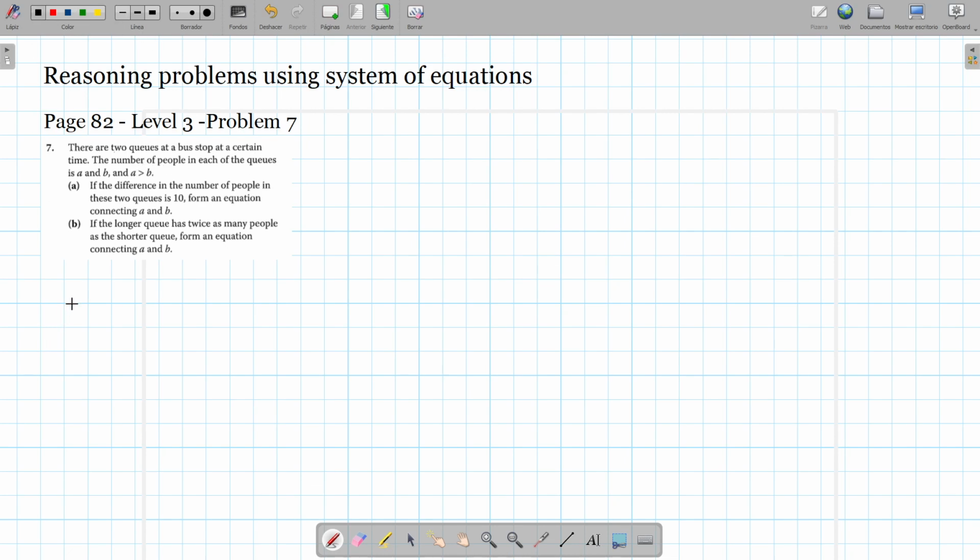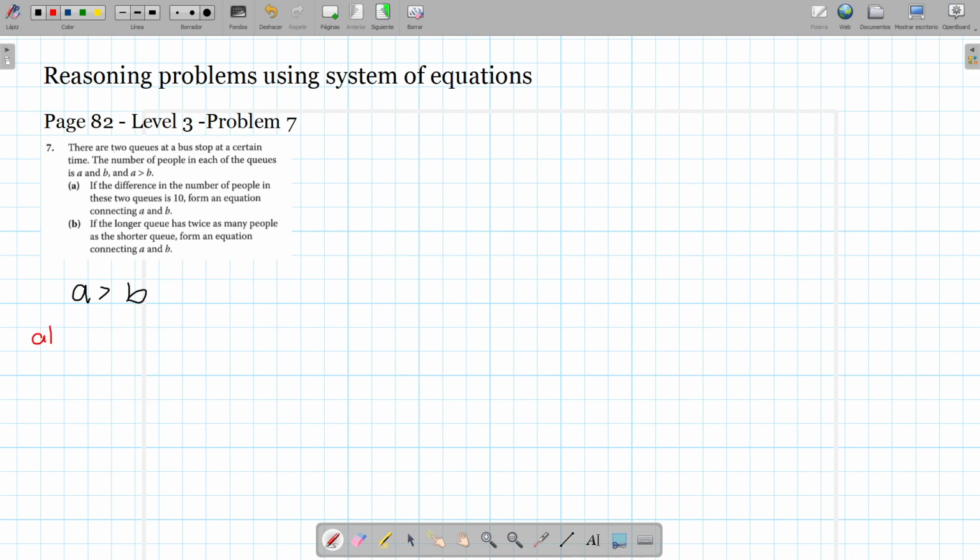A is greater than B means that from the two queues, the queue A is greater, has more people than the queue B. So if we have, for example, results like 50 and 40, that means that A is going to be 50 and B is going to be 40. Now with that information, we can keep reading.